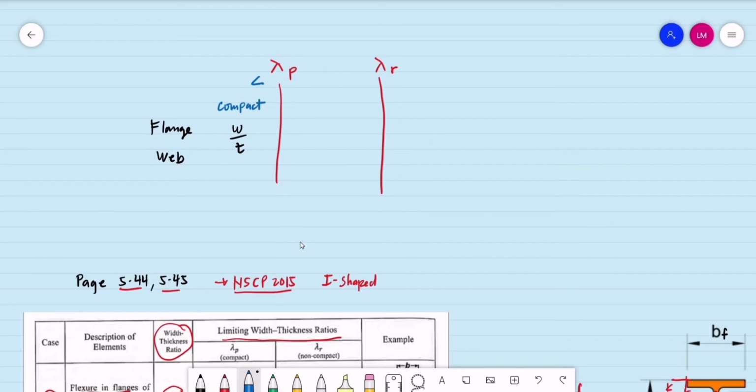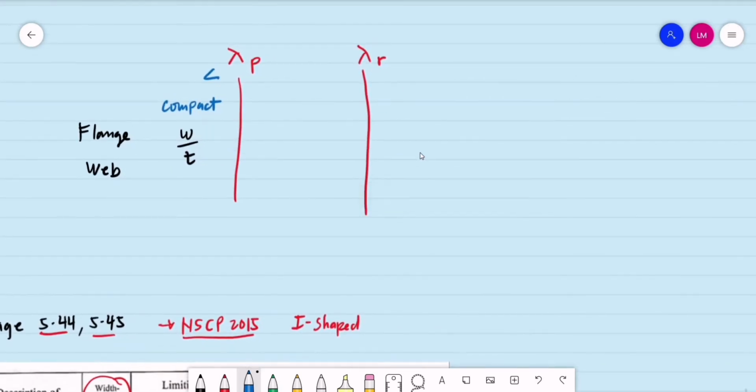But for the case, for example, that the lambda sub p is less than the width to thickness ratio, but less than the lambda sub r, we categorize these sections as non-compact. And for the last case, if the width to thickness ratio is greater than the lambda sub r, we categorize these sections as slender.